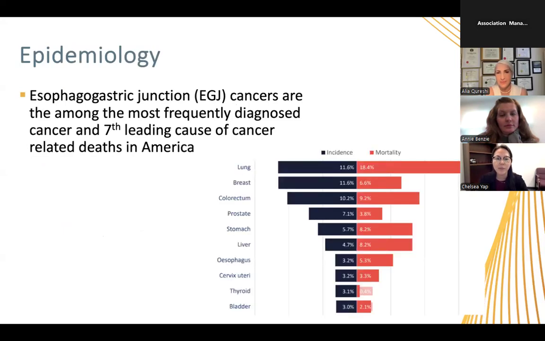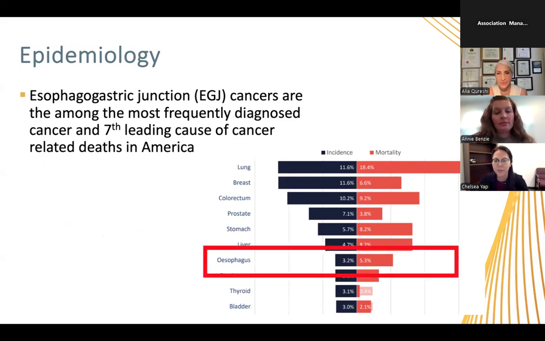So a little about epidemiology. Esophagogastric junction cancers are among the most frequently diagnosed cancers in the world and the seventh leading cause of cancer-related deaths in America. That's coming after lung, breast, colorectal, prostate, stomach, and liver.